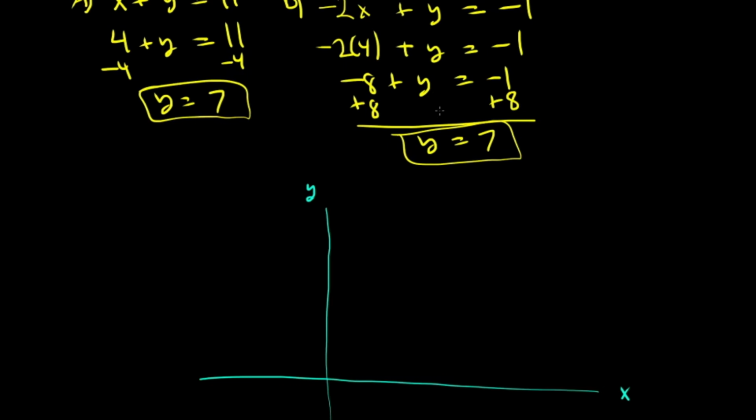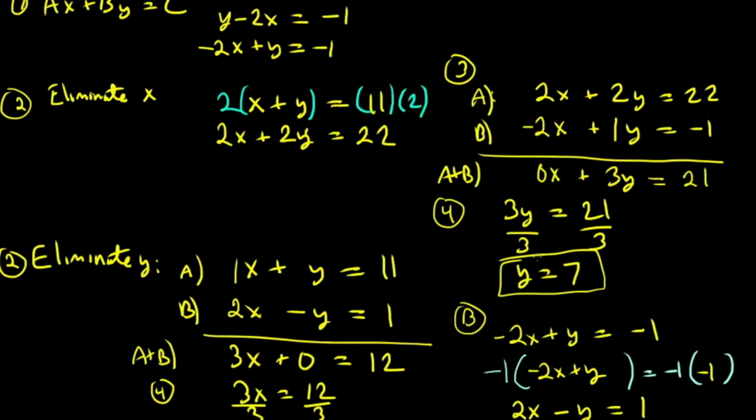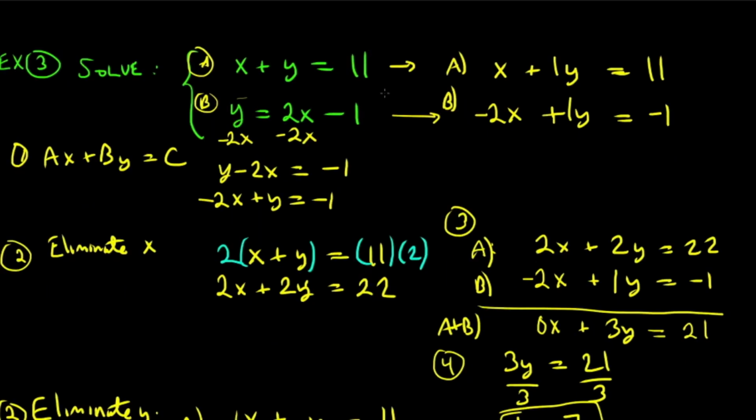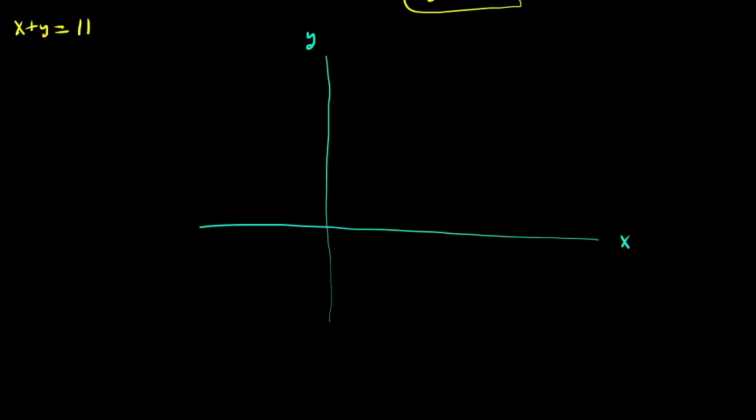So the two equations, just so that I remember here, I think were x plus y equals 11. And then the other equation was, oh, how soon I forget, y equals 2x minus 1. So we'll write it in that form, the original form. So let's graph them and see what happens.